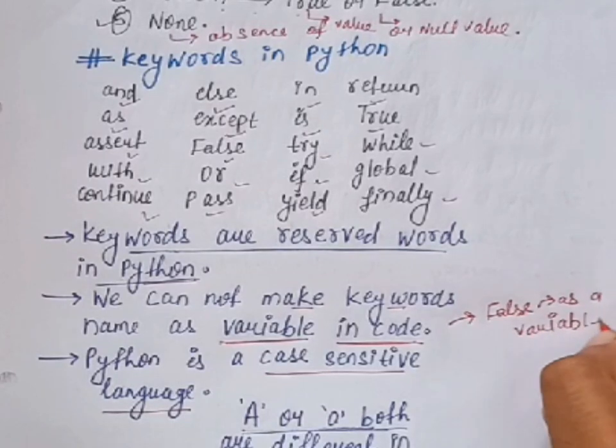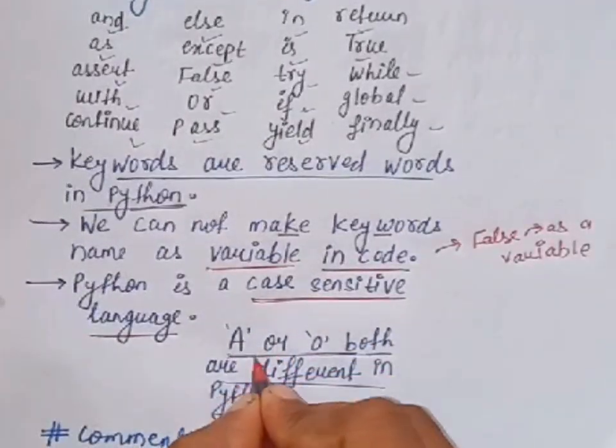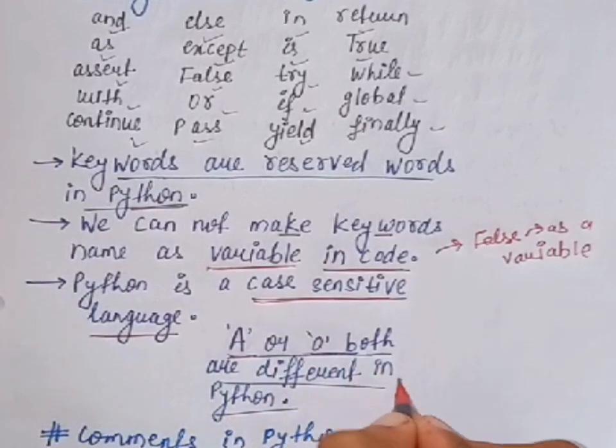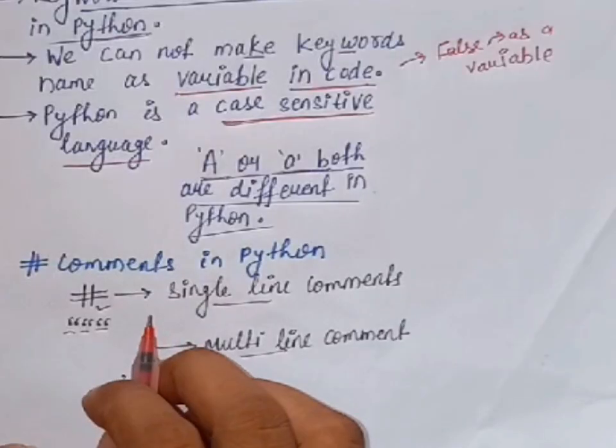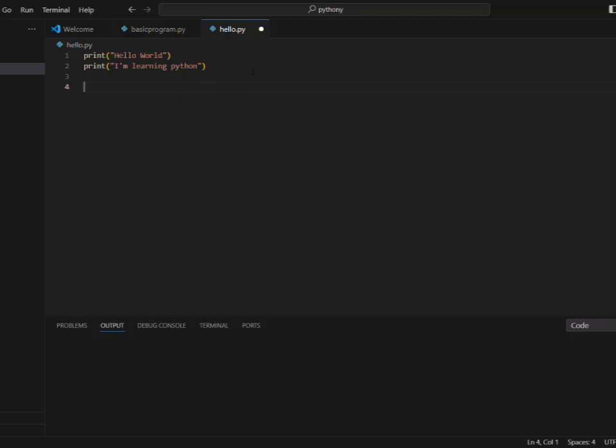While Python is a case sensitive language, means capital A or small a both are different in Python. Let's come to our next topic, which is comments in Python. Comments are used to explain code and are not executed by the interpreter in Python, means we can write our comments but comments will not appear in our output. Single line comments start with hashtag and multi-line comments can be created using triple quotes.